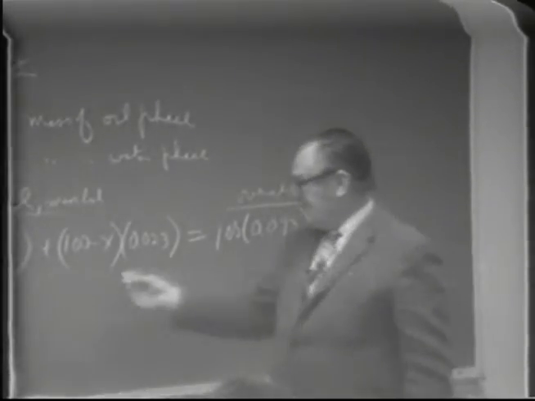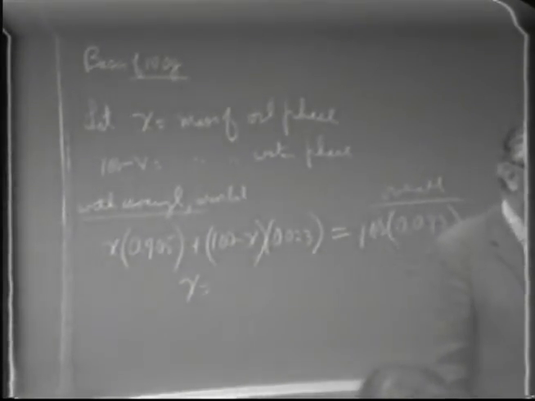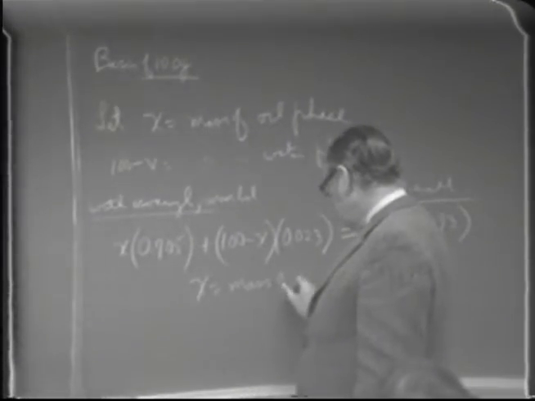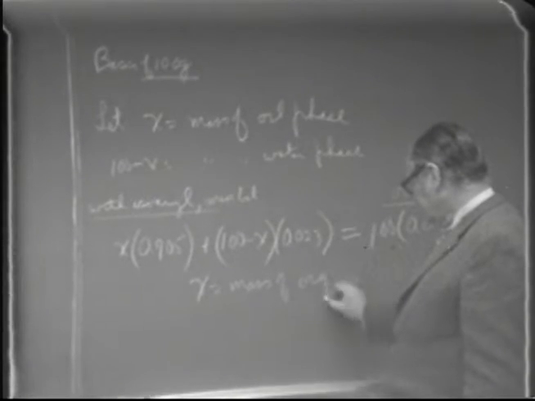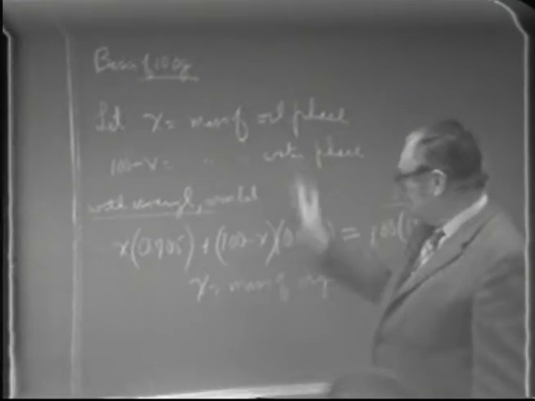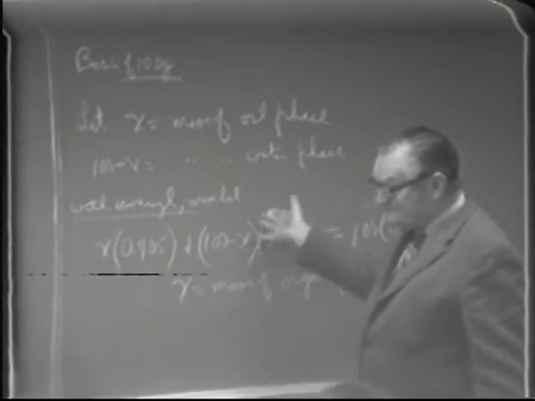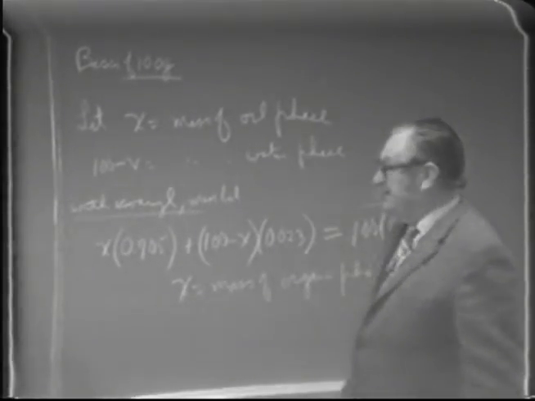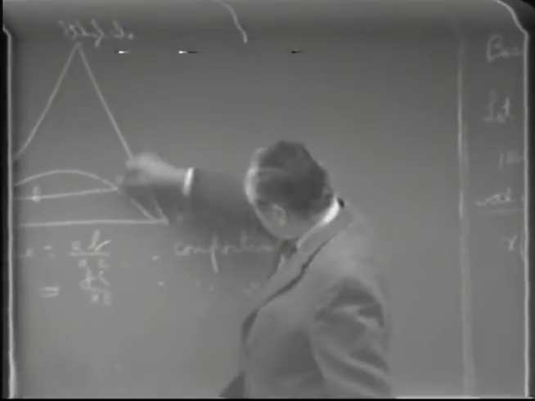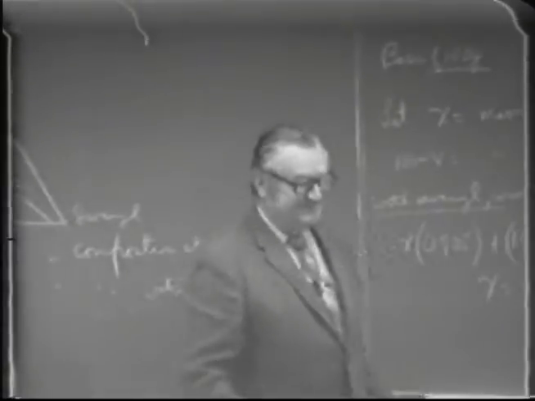So if you solve that for X, X then of course is equal to the mass of the oil fraction, the mass of the organic phase. And of course 100 minus that. And you can check that by writing a mass balance with respect to water, because you know the percentages of water. Theoretically, you could do it with respect to ethyl alcohol, but because the differences between the alcohol contents are rather small, you wouldn't get a very accurate answer.